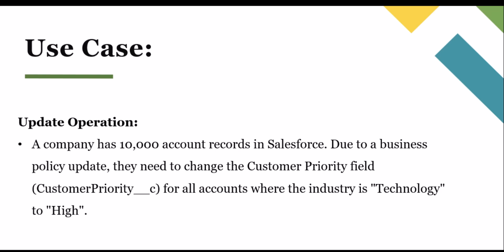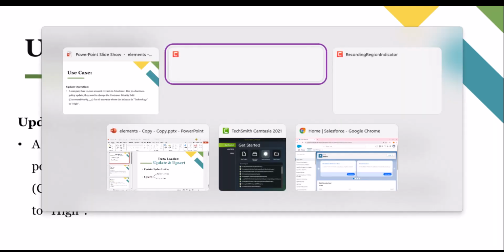For example, a company has 10,000 account records in Salesforce, and due to a business policy update, they need to change the customer priority field. The customer priority field is a custom field on the account object. Now they need to change the customer priority field for all accounts where the industry is technology to high. So let me explain this use case in the Salesforce org.